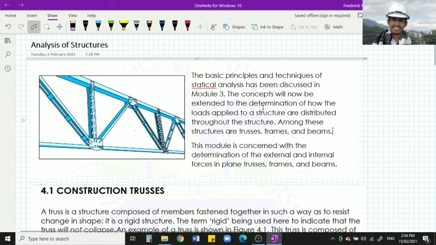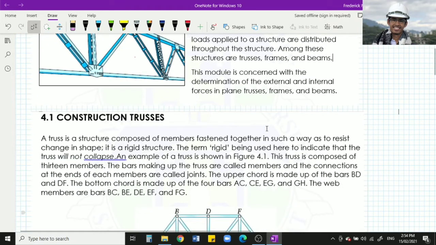So the concept will now be extended to the determination of how the loads applied to a structure are distributed throughout the structure. Kung paano na-distribute yung forces natin throughout the structure. So among these structures are trusses, frames, and beams. It is concerned more with the determination of external and internal forces that act on the whole structure. Okay? So what we will discuss first is the trusses.